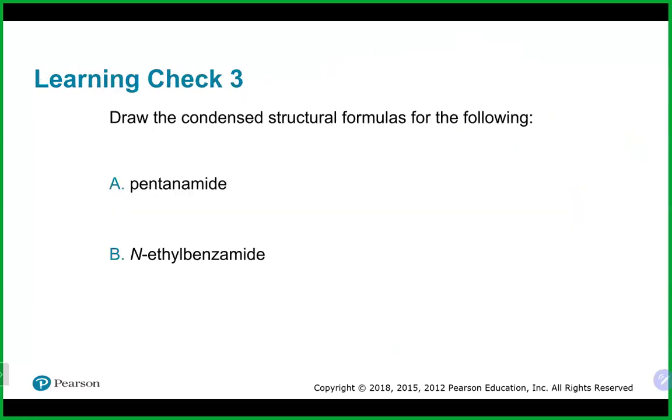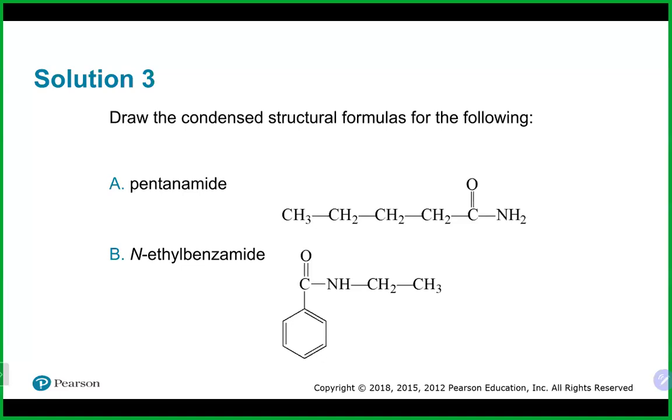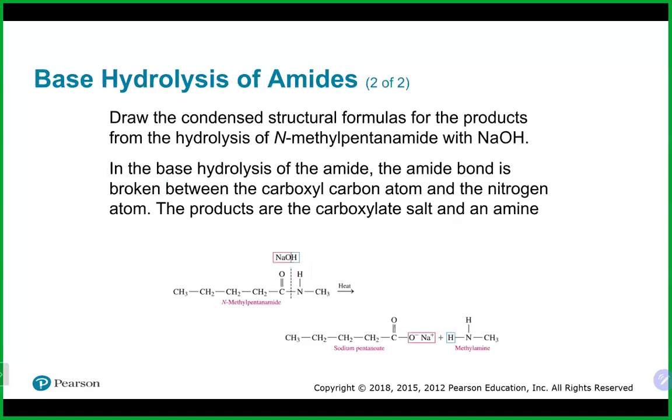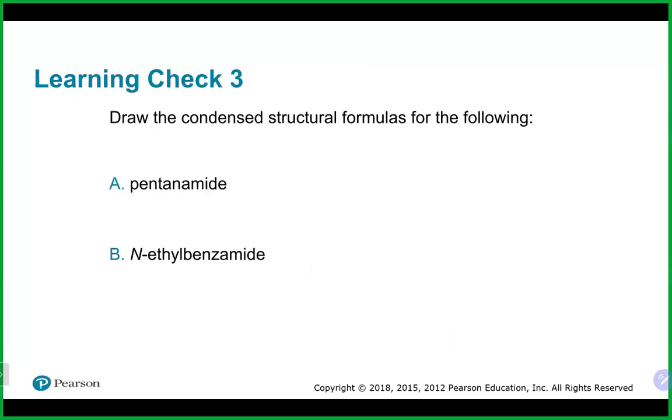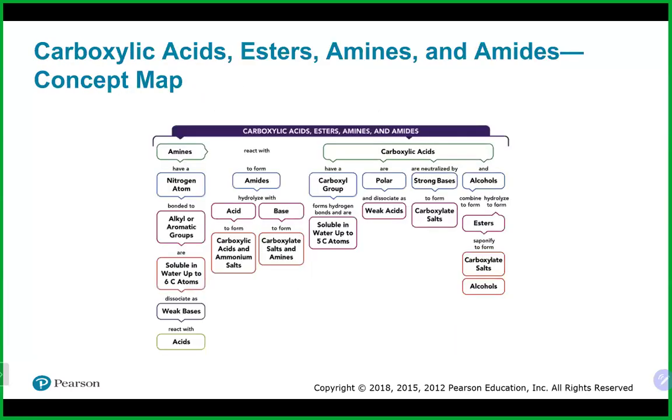So in terms of hydrolysis of amides, you need to know the functional group. You need to know the acid hydrolysis and base hydrolysis reactions. No naming, so we're not going to do any naming of those. And that is chapter 14 in organic chemistry. Any questions on that?